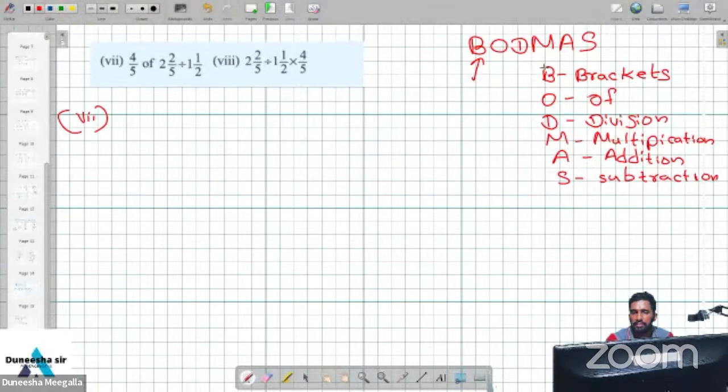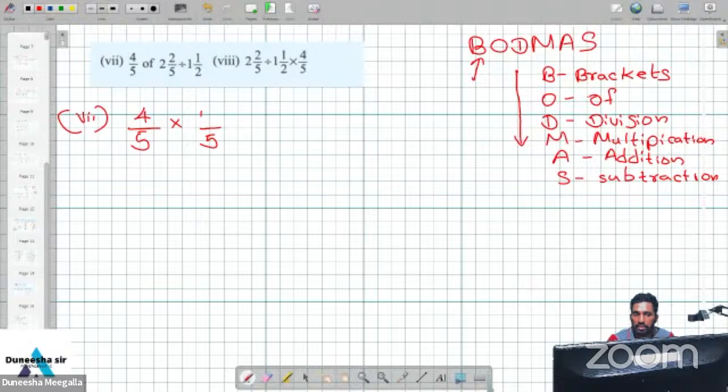Okay, then what do we do first? First we do the brackets. Is there a bracket? No. Then what do we have to do? When there is an 'of', what did we say we use? Multiplication. Then you have to convert these mixed numbers into what? Improper fractions.